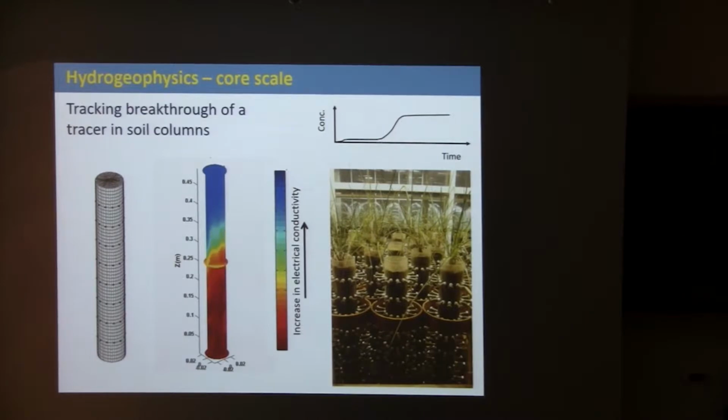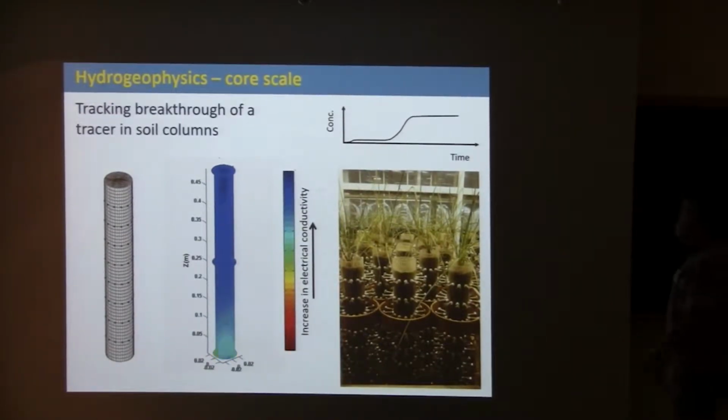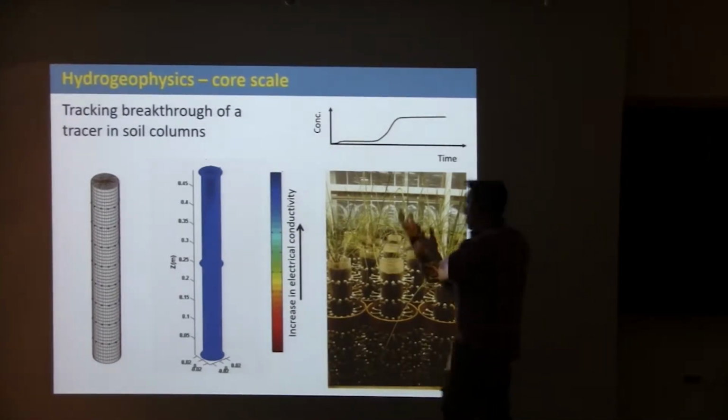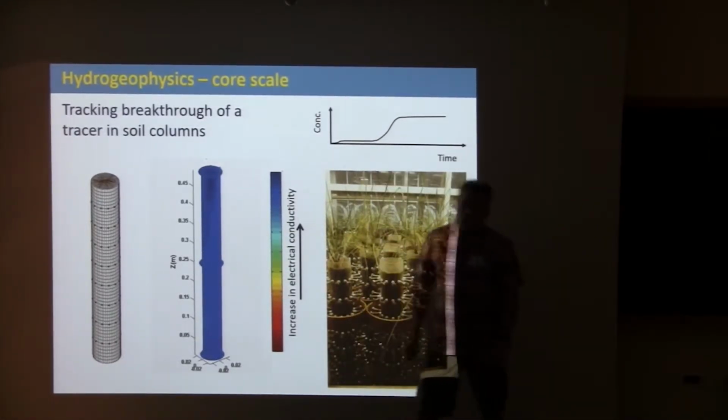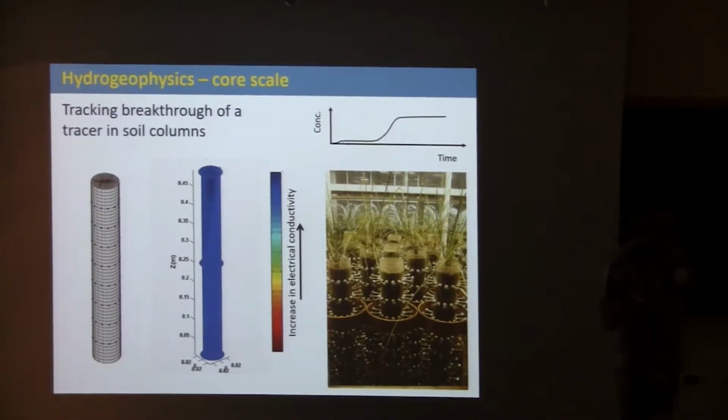We can also move to soil columns, and there's a lot of work that's been done on this, trying to look at, in this case, tracer movement through different columns. In this particular project, we were looking at different types of grass and how they affect the soil structure and ultimately permeability, in a search to try to breed grasses to enhance the soil permeability.